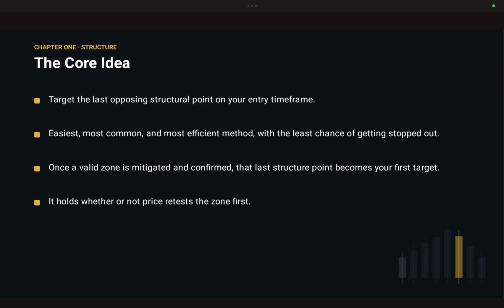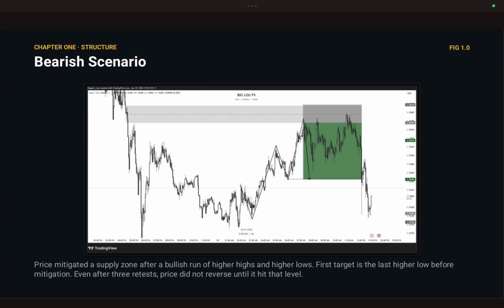Once a valid zone is mitigated and confirmed, the last structure point becomes your first target. To tell you how strong this is, most times than not, it always holds. Even when it retests your entry, it always comes back to clear that last structural point. Let's take a look at it in the market.